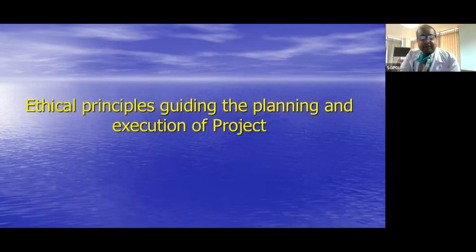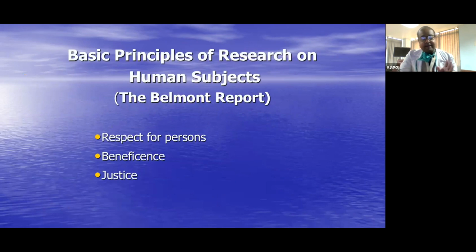So what are the ethical principles guiding the planning and execution of a project? First, we'll start with some of the basic concepts in the planning of human research projects, the ethics involved in doing human experiments. There were many reports initially. It started in the middle of the 1940s, after the Second World War, when this principle of ethics really gained momentum in human research. One of the most important reports which came out was the Belmont Report, and it had three important concepts.